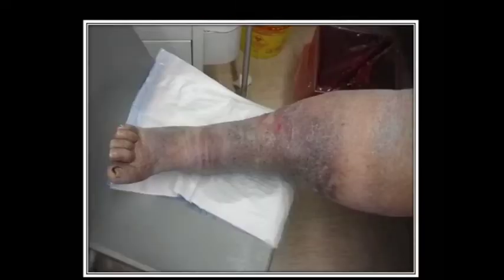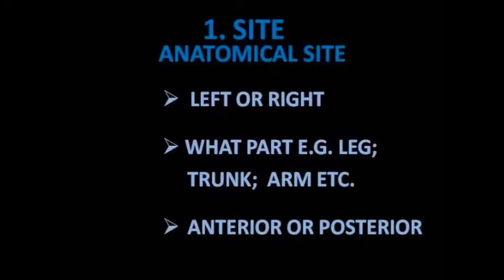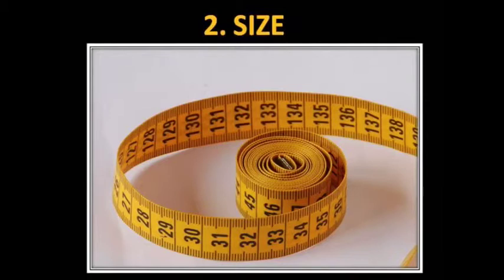What part of the body was it on? Is it on the leg, trunk, arm, etc.? It is also important to state whether it is anterior or posterior, medial or lateral. Size. Size is important, and you may ask, why is size important?